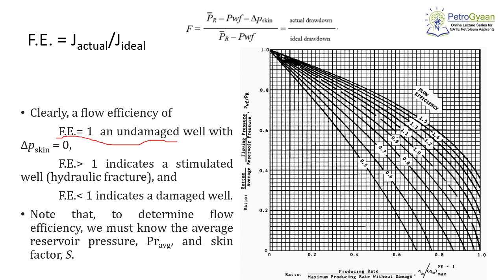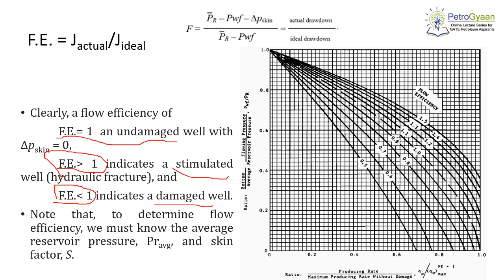When the flow efficiency is greater than 1, it indicates a stimulated well or hydraulically fractured well, where the near wellbore damage is either removed or did not happen in the first place. When the flow efficiency is less than 1, it indicates a damaged well. If we compare with the skin factor, when skin is positive it is called a damaged well. So in case of positive skin, the flow efficiency will be less than 1, and in case of negative skin, flow efficiency will be greater than 1.